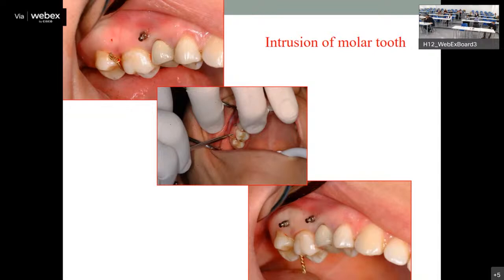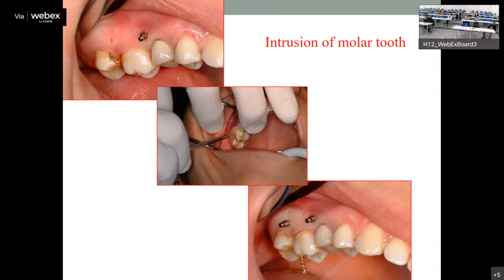The molar is expected to over-erupt if the opposing molar was extracted previously. So the molar will over-erupt, and in order to restore the lower molar, you need to intrude this molar. So the plan was to intrude it using microscrews. We inserted 2 microscrews, one mesial and one distal to the first molar, to apply an intrusion force.